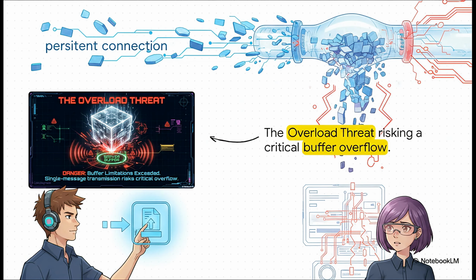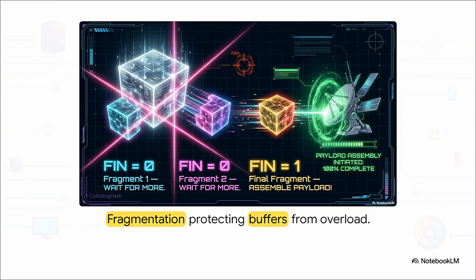But wait, there's another hazard lurking in the dark, the overload threat. Imagine a user uploading a massive file over our persistent connection. If we just send that file as a single gigantic message, we risk a critical buffer overflow. We could completely exhaust the memory limitations on either the client or the server, crashing the very real-time infrastructure we just worked so hard to build. The elegant engineering solution to this is fragmentation.